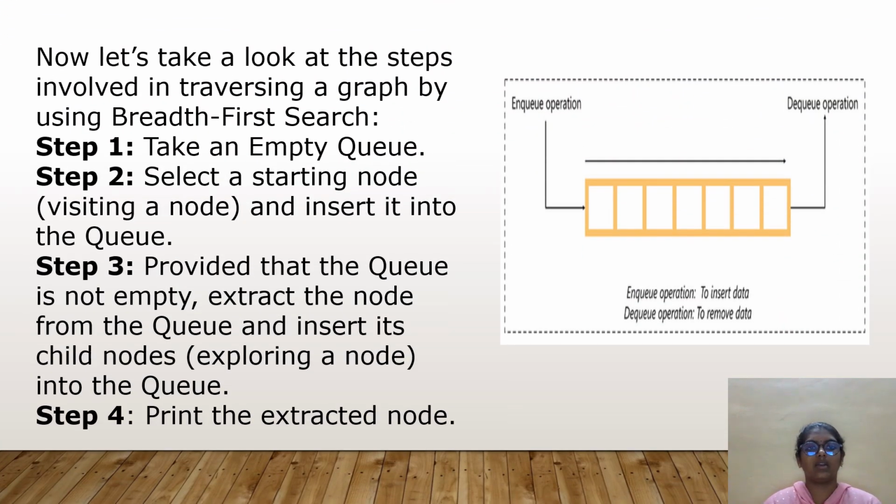Now let's take a look at the steps involved in traversing a graph by using breadth first search. Step 1: take an empty queue. Step 2: select a starting node, visiting a node, and insert it into the queue. Step 3: provided that the queue is not empty, extract the node from the queue and insert its child nodes into the queue. Step 4: print the extracted node. Enqueue is used to insert data, and the dequeue operation is used to remove the data.